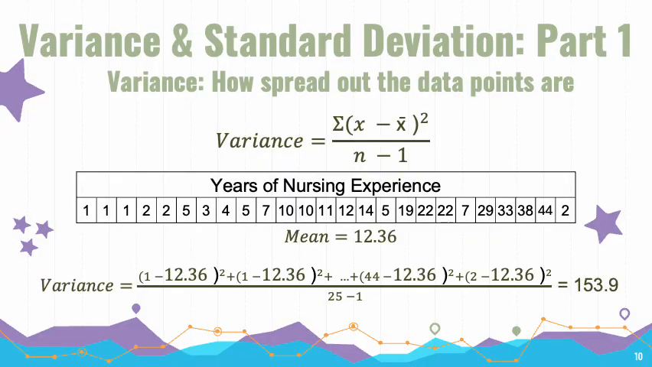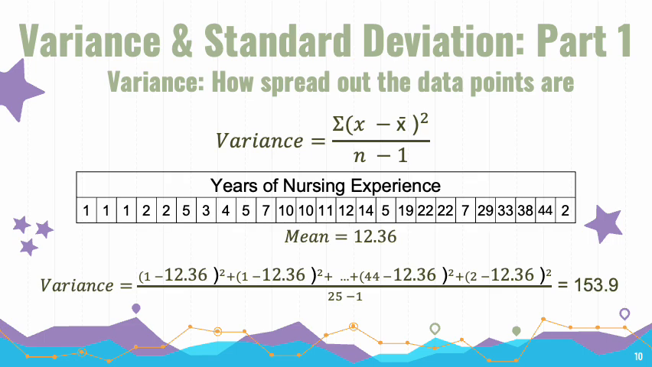Variance and standard deviation are two measures of variability that use all of the data values in the data set. Therefore, these measures are more precise in capturing information about variability than either the range or the interquartile range. Variance is defined as the measure of how spread out the data points are. In other words, variance is used to determine how close individual data points are to the mean.